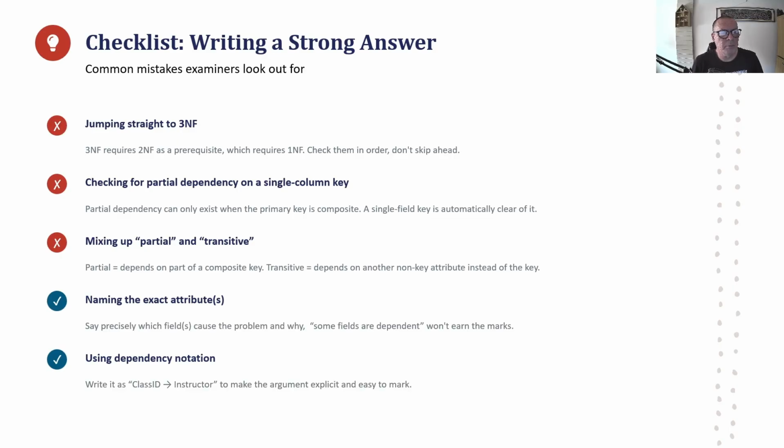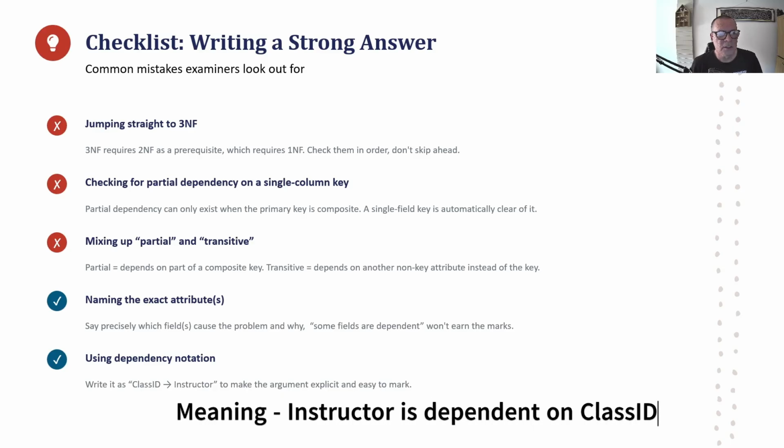And sometimes people mix up partial and transitive dependencies. So remember, partial means depends on part of the composite key, and transitive means depending on another non-key attribute instead of the key. Also, you should be naming the attributes, say exactly which fields cause the problem and why. Don't say things like there are some dependencies, that won't get the marks. And you can use dependency notation, so you can write things like class ID to instructor to make the argument explicit and easy to mark.